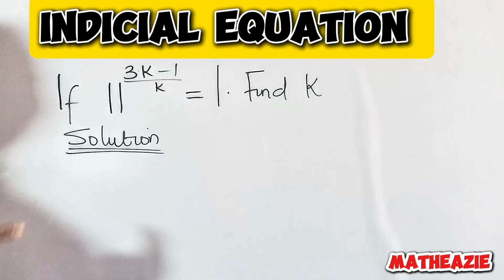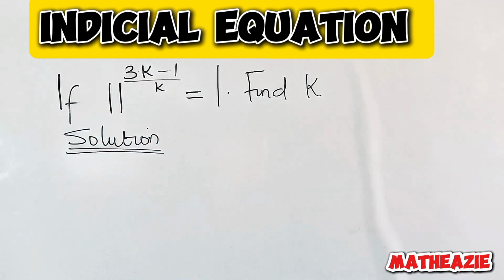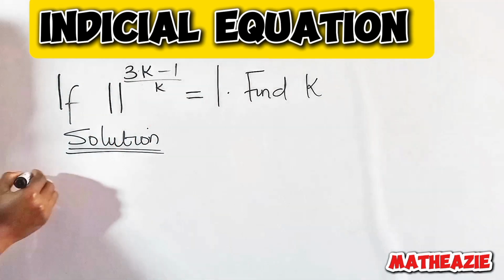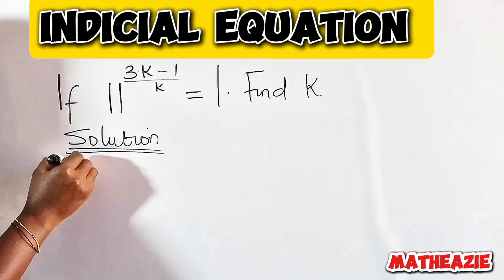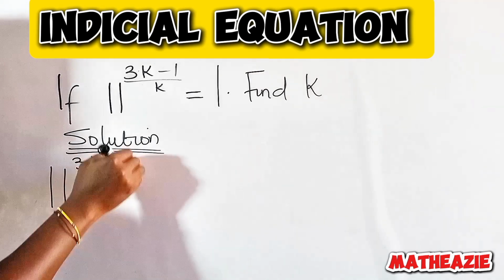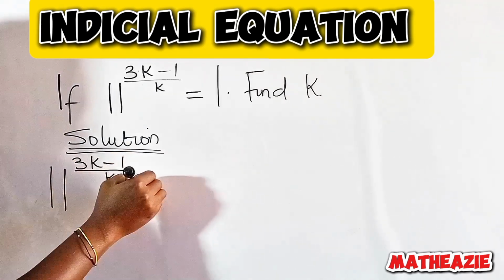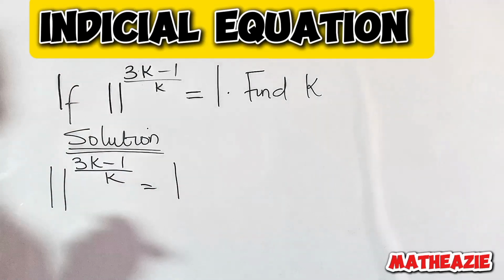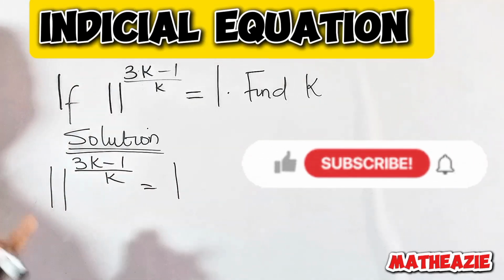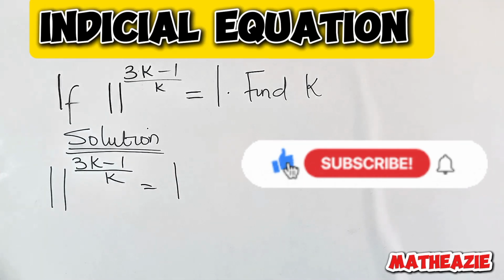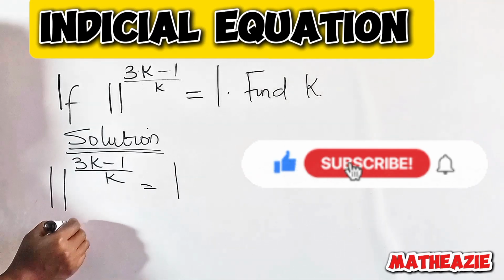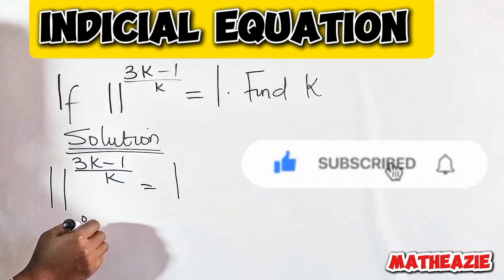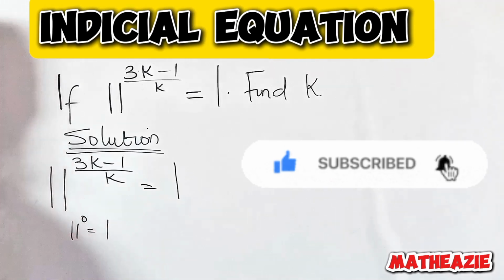To find k in this exponential equation, I'll be applying the laws of indices. We have 11 to the power of 3k minus 1 all over k equals 1. The first law I'm going to apply says any number raised to the power of 0 equals 1. So if we have 11 to the power of 0, this becomes 1.